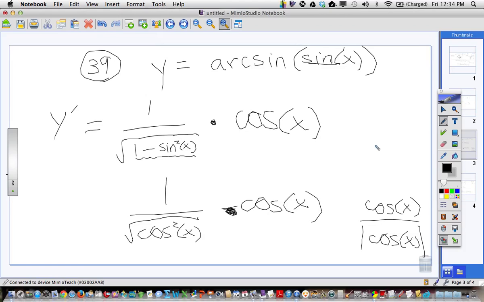Now, let's talk about what that is. This is basically 1. Cosine over cosine is going to be 1. However, the bottom will always be positive. The top could be negative. So really, this right here is plus or minus 1. If cosine's positive, both the top and bottom will be positive, you get 1. If cosine's negative, the bottom will be positive, the top will be negative, you'll get negative. So the answer to this is essentially plus or minus 1.